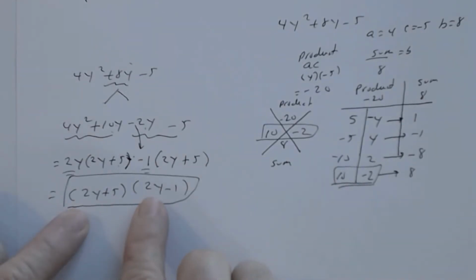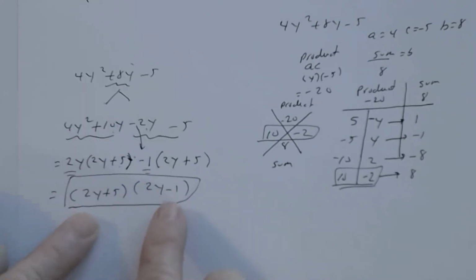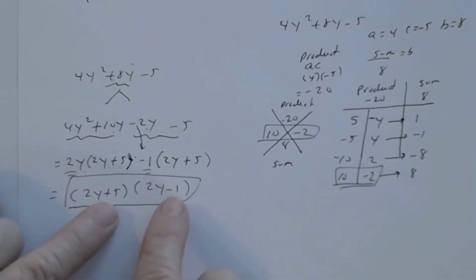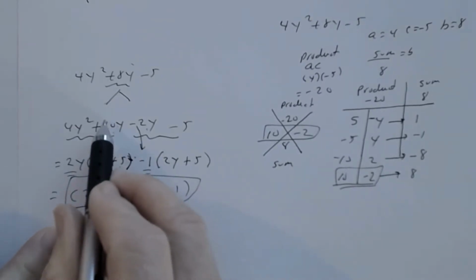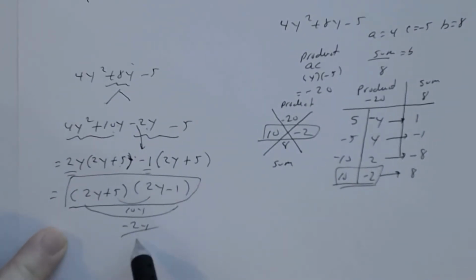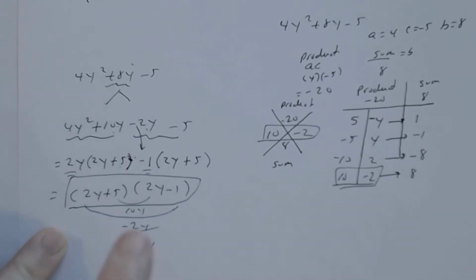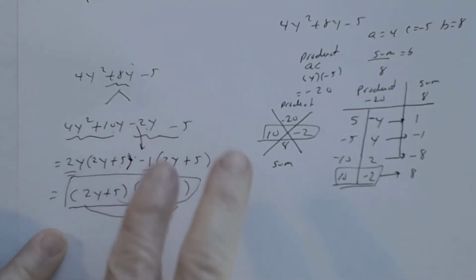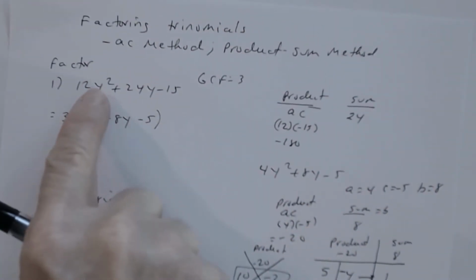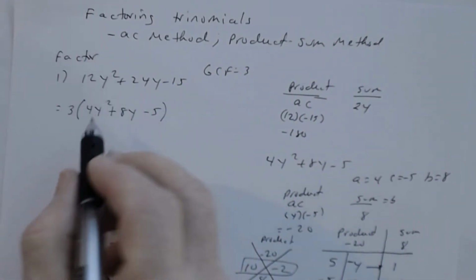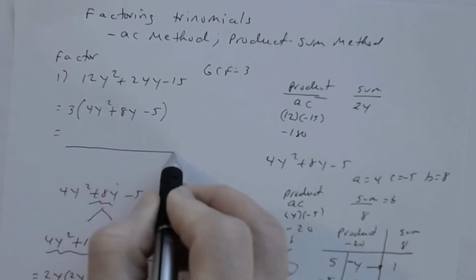So 2y times 2y is 4y squared. And then your last, 5 times a negative 1 is negative 5. And then your outer and your inner, notice what happens. The outer is negative 2y, which is what this is. Your inner is 10y, which is what this is. Okay, and when you add them up, you do get 8y. Okay, now, be careful. So remember, your original problem was not this. Your original problem is this. So now the answer to the original problem is what?